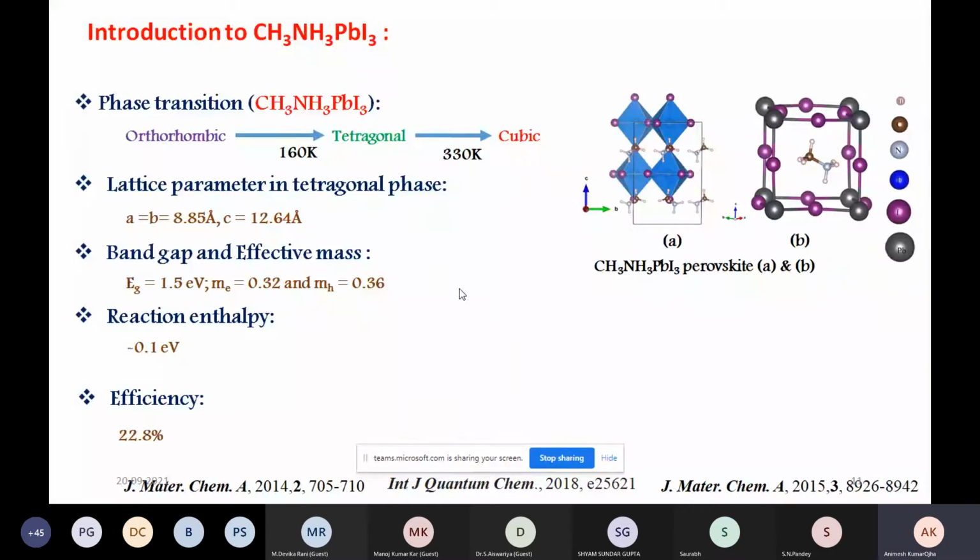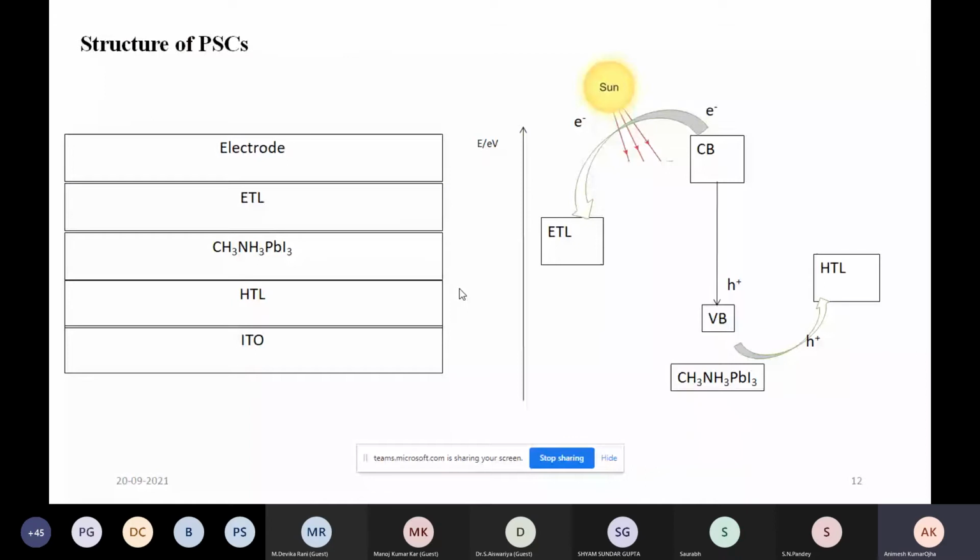Okay, so how is this perovskite basically put in this perovskite solar cell as an energy harvesting material. Okay, so here you see we have an electrode, and on the other side there is the ITO, and then you have the electron transport layer, and then here the hole transport layer, HTL, and then in the middle we have this CH3NH3PbI3. Okay, so here what is the mechanism that it acts as an energy harvesting material for converting solar energy into electrical energy.